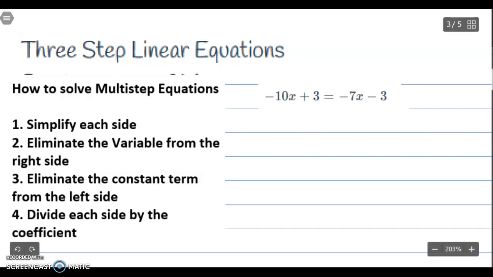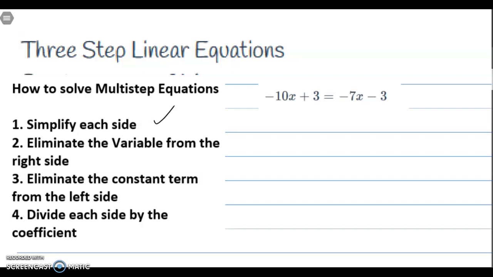So the first step is to simplify each side. Well, over here on the left side, we've got a variable term and a constant term. Great. That's simple enough. We can't combine like terms, we can't distribute, can't do any of that. And the same thing is on the right side. It's already simplified. So the first step is done.